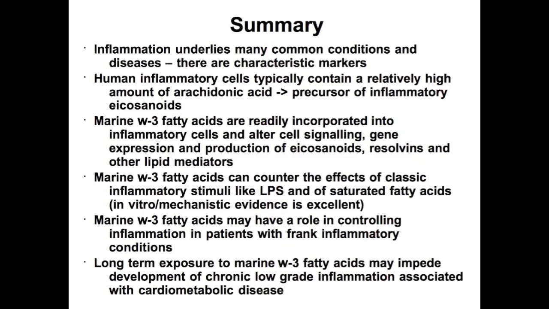This is my last slide. I told you inflammation underlies many common conditions and diseases, and there are characteristic markers that can be measured. Human inflammatory cells typically contain a lot of this omega-6 fatty acid, arachidonic acid. That's a precursor of known inflammatory chemicals. What I've called marine omega-3s, EPA and DHA, easily get into these cells. They do all sorts of things that I've bored you with about membranes and chemical mediators and transcription factors and signaling and stuff.